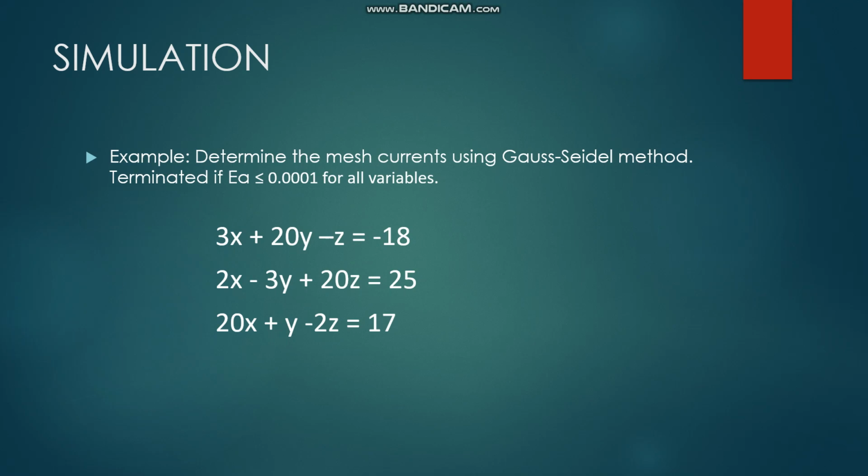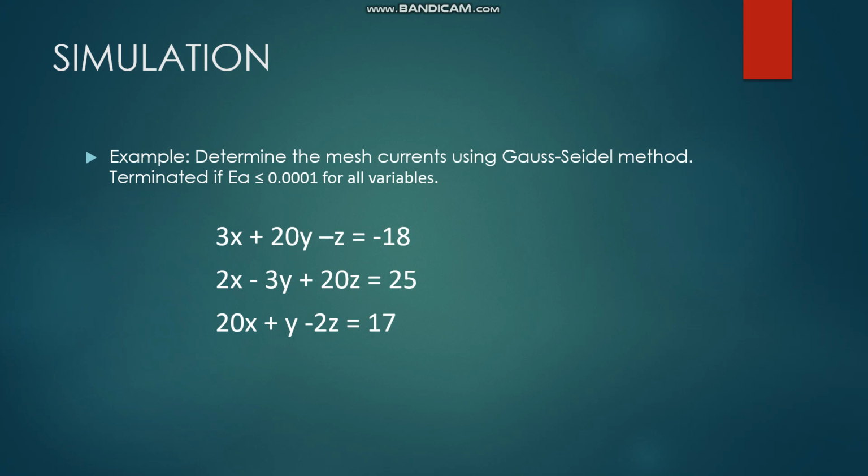And here, this will be the equation we will be using in the program. So we have 3x plus 20y minus z equals negative 18, 2x minus 3y plus 20z equals 25, 20x plus y minus 2z equals 17.